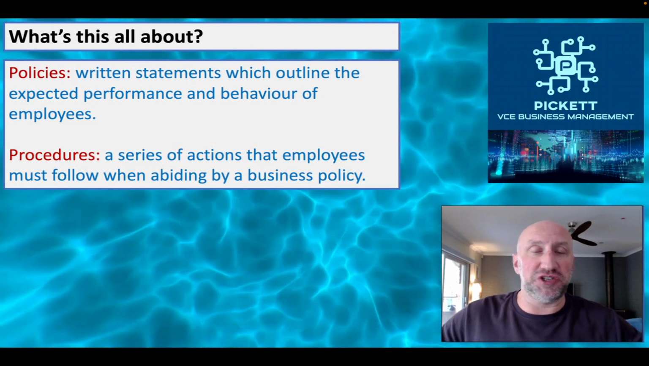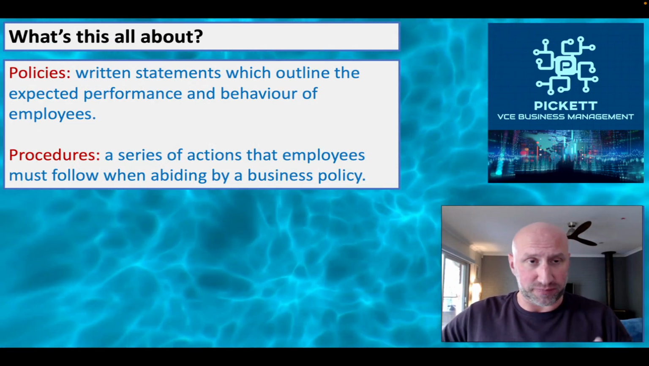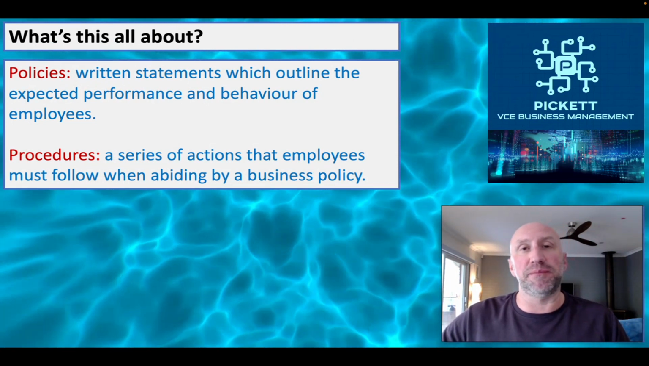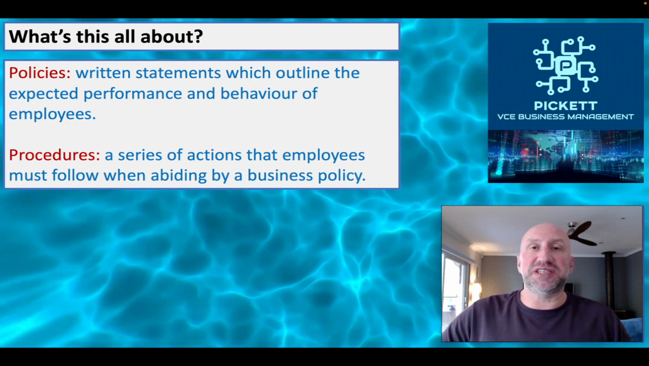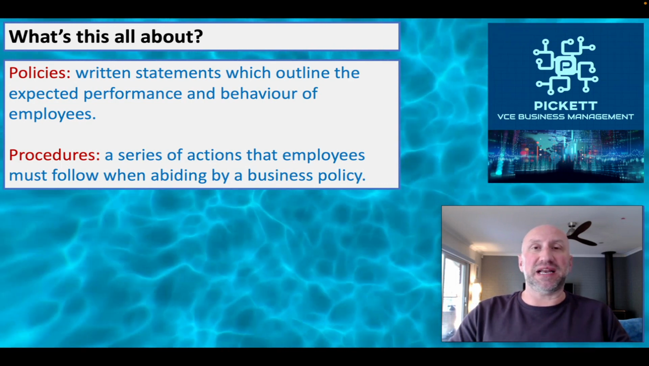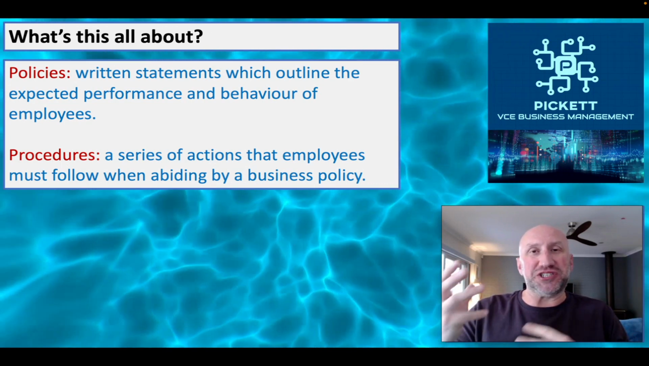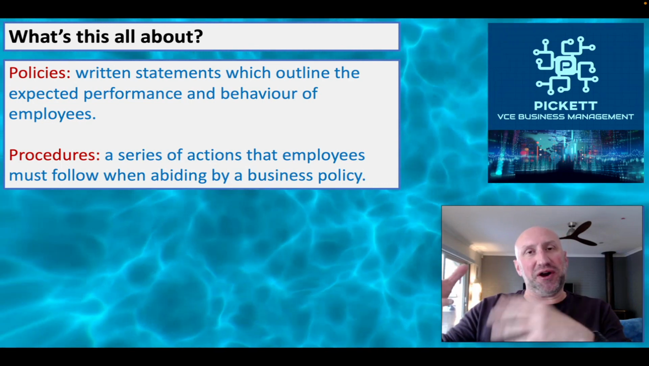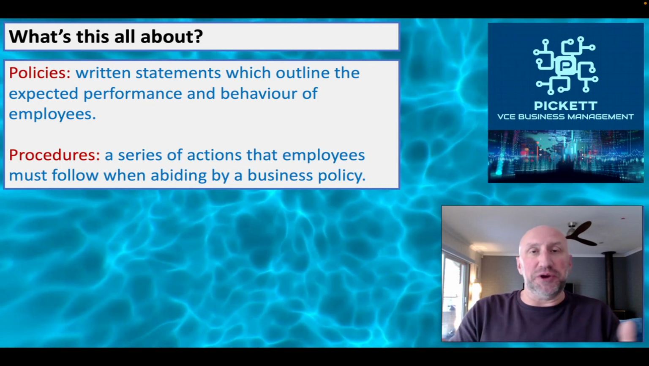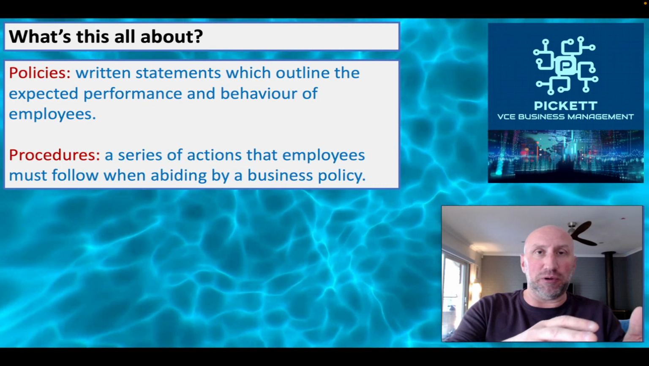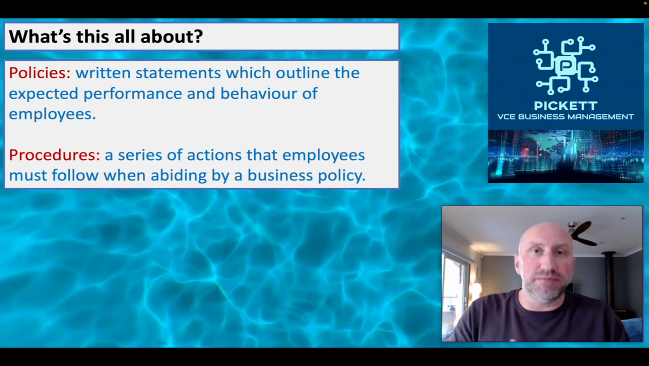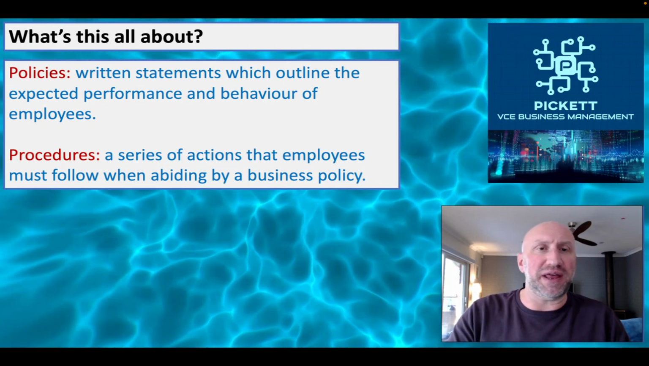So let's start off with just a couple of definitions, one for policies, one for procedures. Policies, basically written statements that outline the expected performance and behaviour of your employees. And procedures is a series of actions employees must follow when abiding by a business policy. So basically we start with a policy, and the procedures are the series of steps behind that policy that detail how the business is going to implement or carry out that policy. So we start with a policy, and that leads on to the procedures that explain how we're going to do that policy. Hopefully that makes sense.